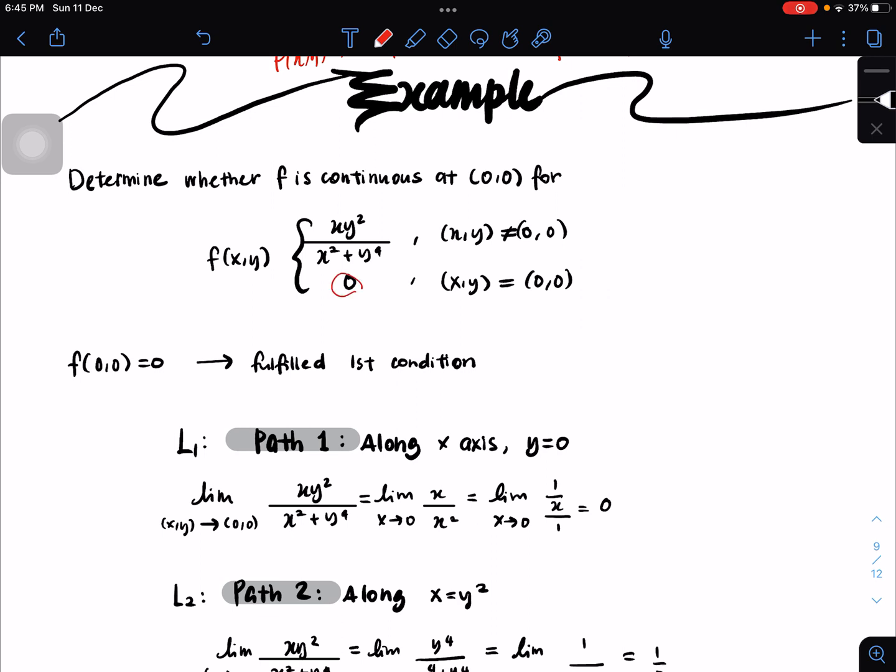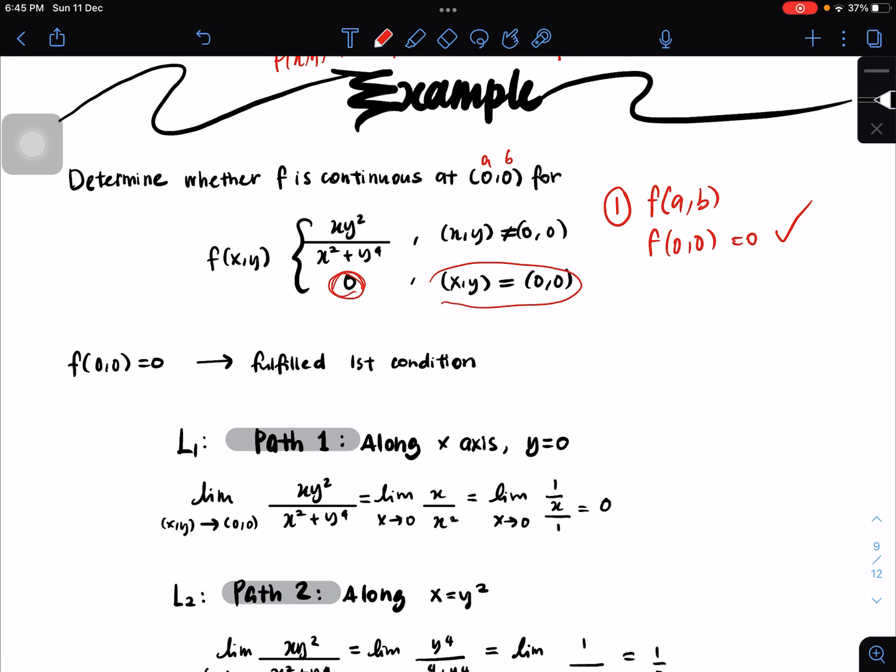Okay, class. The first condition that you need to show is you need to find the value of f(a, b). Means you need to substitute the point that you want to check into the function. So you need to find f(0, 0). What is the value of f when your x and y is 0? When your x and y is 0, your f is equal to 0. So this one is defined. So the first condition is fulfilled.